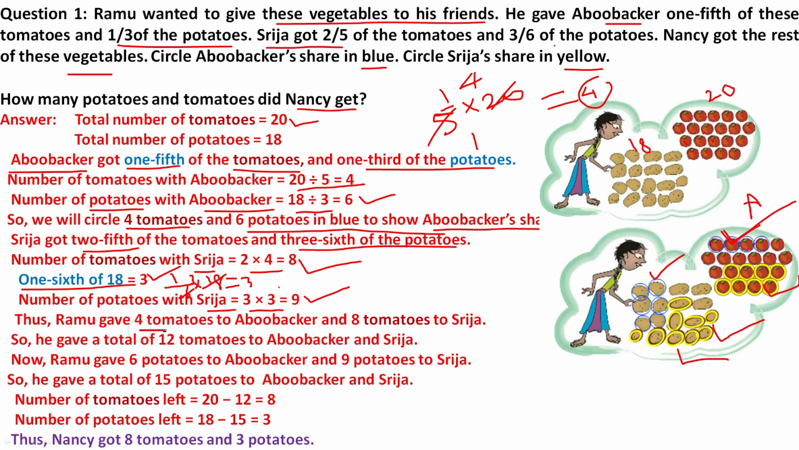Ramu gave 4 tomatoes to Abu Bakr and 8 tomatoes to Srija. He gave a total of 12 tomatoes to Abu Bakr and Srija. Totally 8 and 4 makes 12. Ramu gave 6 potatoes to Abu Bakr and 9 potatoes to Srija. He gave a total of 15 potatoes to Abu Bakr and Srija. So the remaining number of tomatoes left is 20 minus 12, which is equal to 8, and the number of potatoes left is 18 minus 15, so 3 is left out. So Nancy will get 8 tomatoes and 3 potatoes.